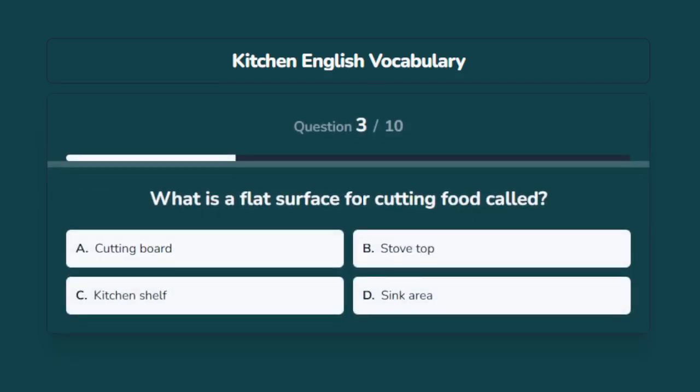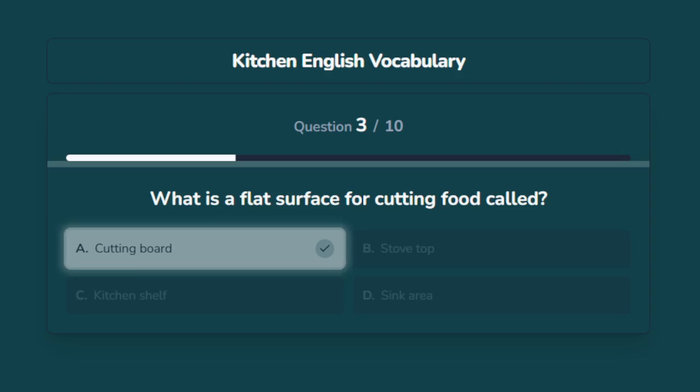What is a flat surface for cutting food called? Options are A. Cutting board, B. Stove top, C. Kitchen shelf, D. Sink area. The correct answer is cutting board.